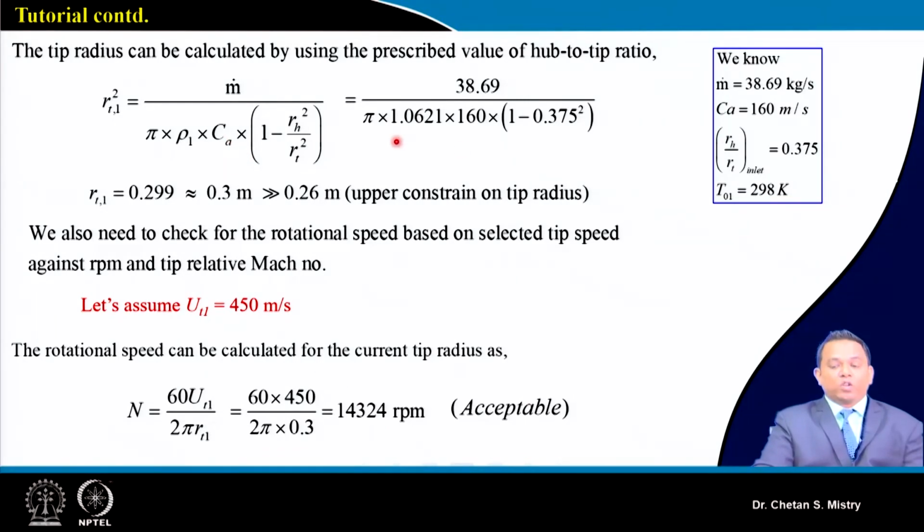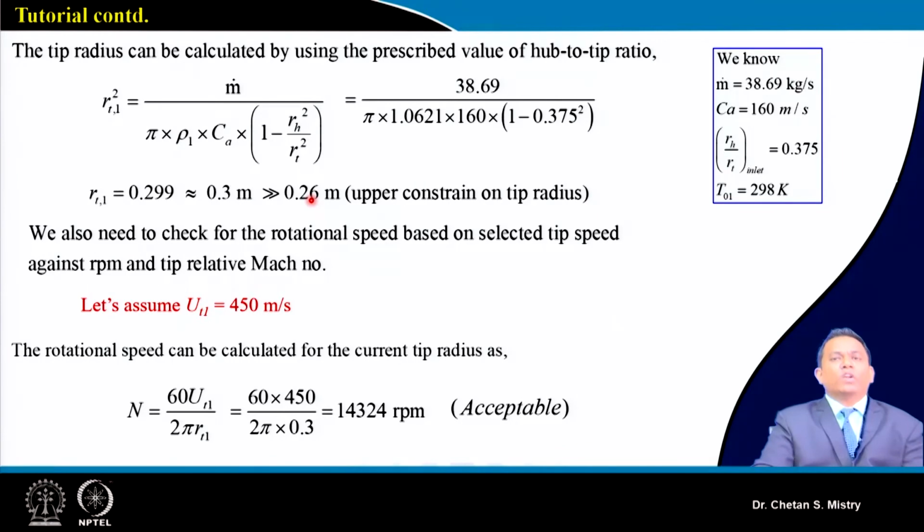My axial velocity we have assumed, that's say 160 meter per second. If we put that, the radius at the tip is coming to nearly 0.3 meter, and what we are expecting is 0.26 meter. So this is not meeting our requirement. So again what you need to do is, maybe you can go in a reverse way: you assume your axial velocity and do your iteration.